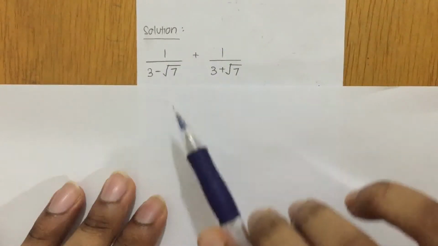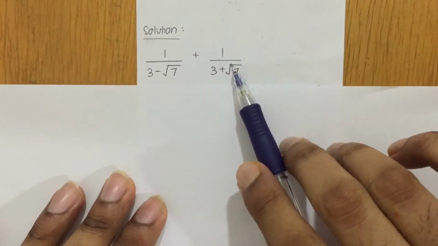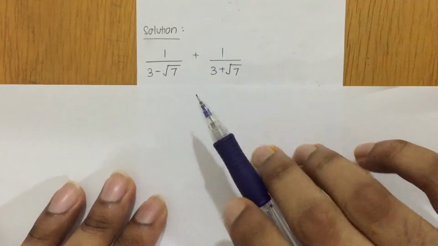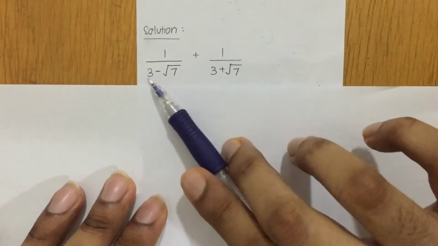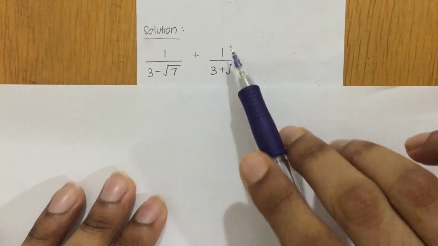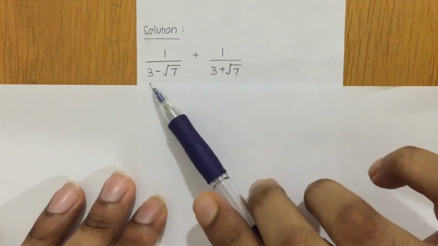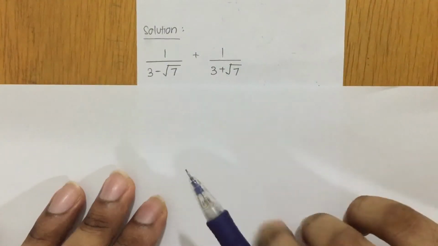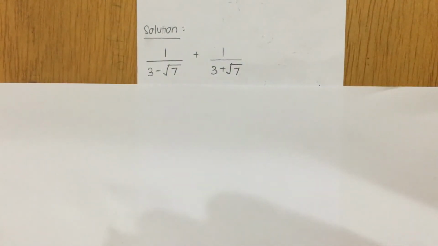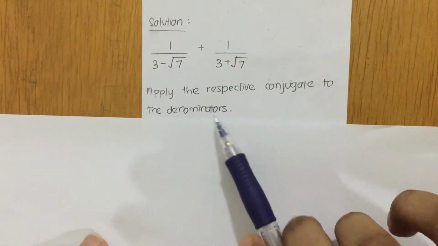In this chapter, since it's involving the surd over here, in this case surd 7, the ultimate purpose is you need to make sure that you don't have any surds in your denominator. It's okay to have surds in the numerator, but you should not have surds in the denominator. So in this case, we're going to use the conjugate rule, guys. We're going to apply the respective conjugate to the denominators.